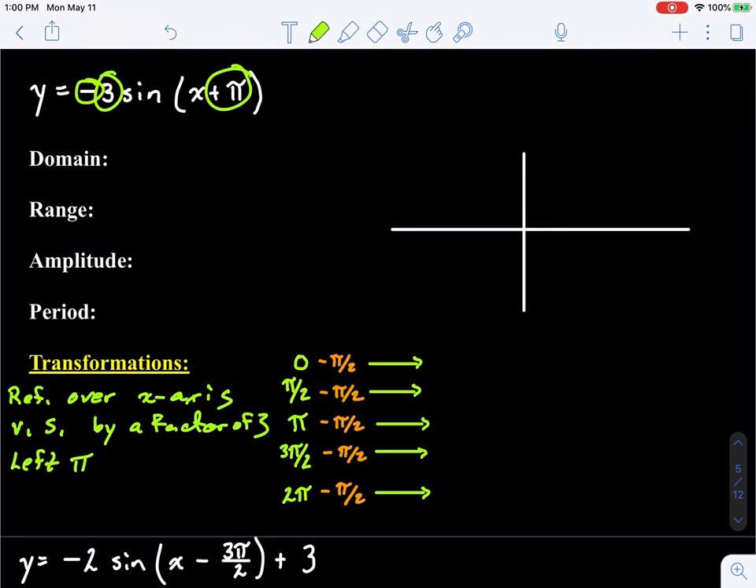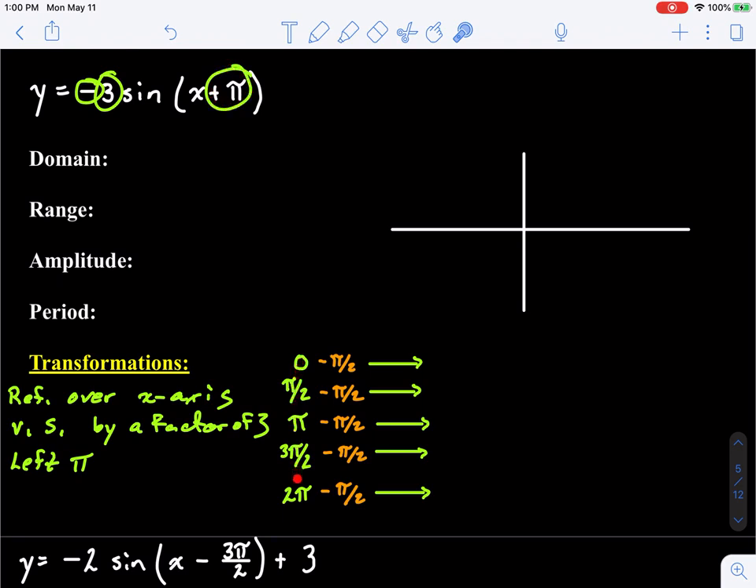All right, so central axis, start right there. As I said, always start with your central axis. There is no shift up or down, so the central axis is going to be the x-axis here. That's not going to change. All right, so now let's think about the values that we will have on the x-axis and where we're going to be starting at. All right, so we are shifting to the left pi units.